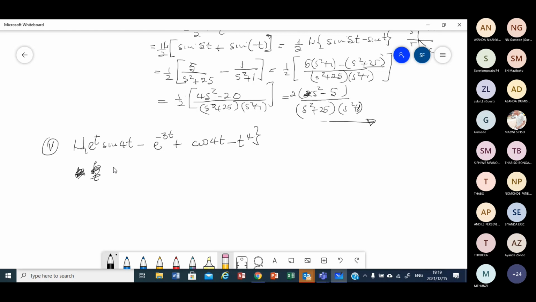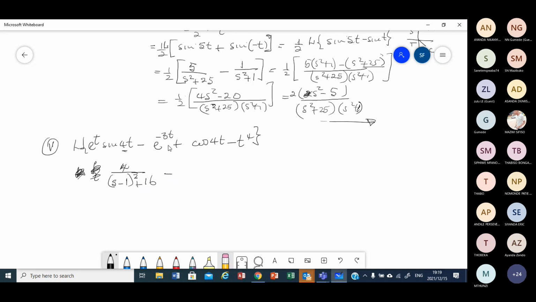So what is e to the t sine 4t? Check our table there. It's a over, open bracket s minus b, all squared plus a squared. Perfect. What is my a? My a is this 4. So it's 4 over s minus b. My b is from there, in other words, it's 1 here. Minus 1 all squared plus a squared, which is 16.